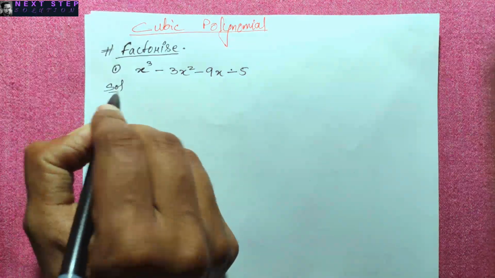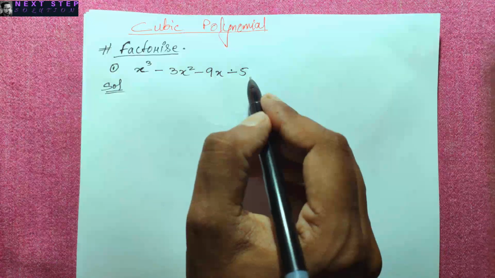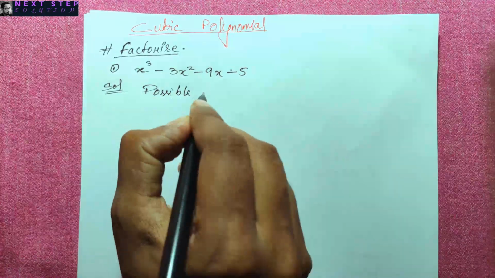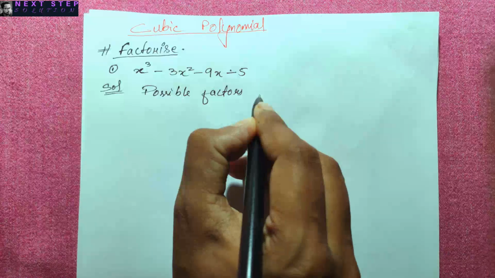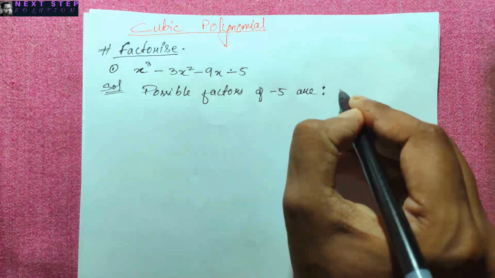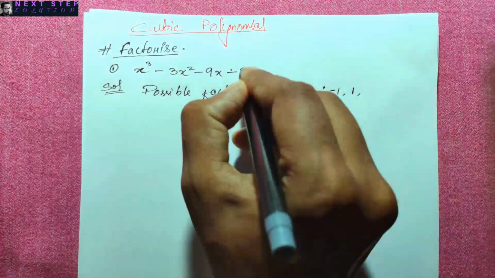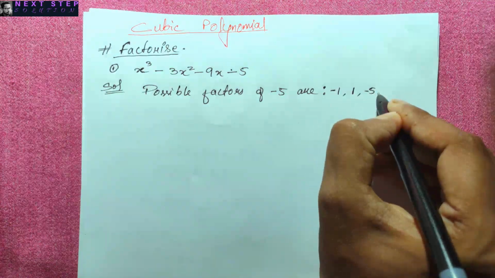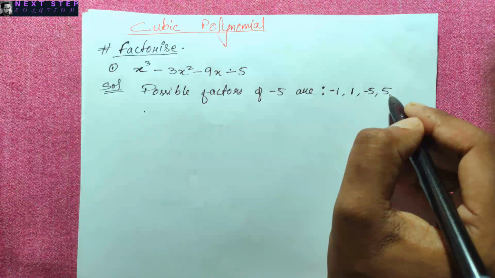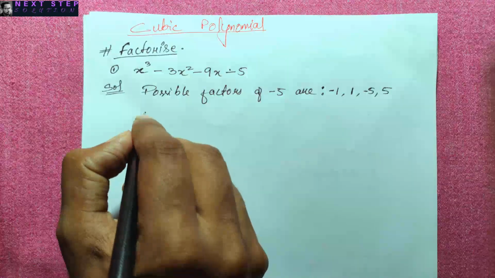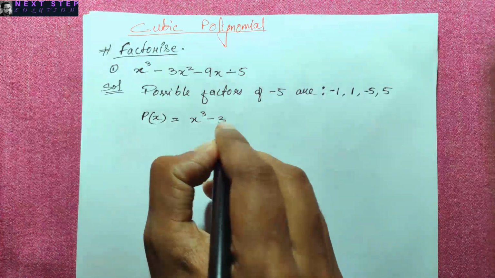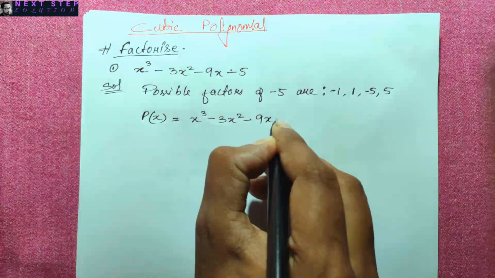Now to solve this, first we will take all the possible factors of this minus 5. So possible factors of minus 5 are, now minus 5 comes in the table of 1. It can be negative 1 or positive 1. Then it can be minus 5 or plus 5. Now we will check with all the numbers to find out which number is the factor of this entire polynomial. First of all, we write what is p of x. P of x is the entire polynomial x cube minus 3x square minus 9x minus 5.